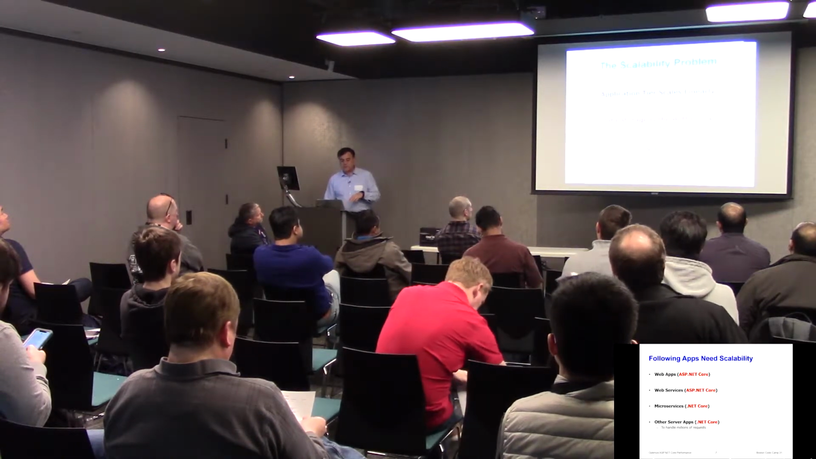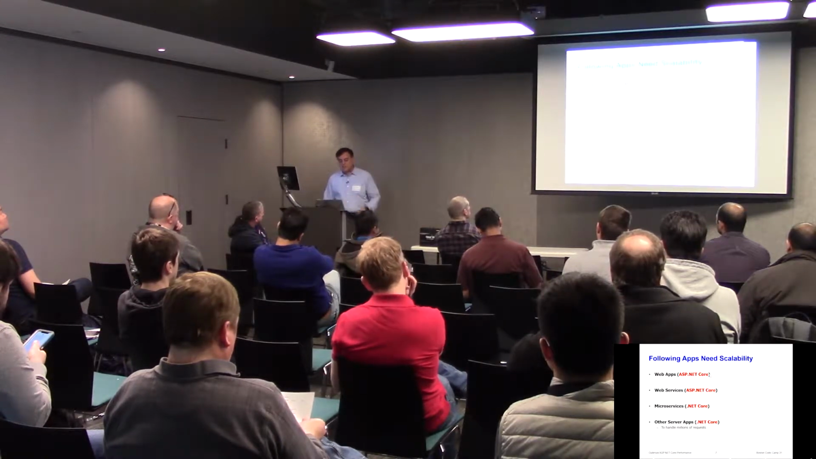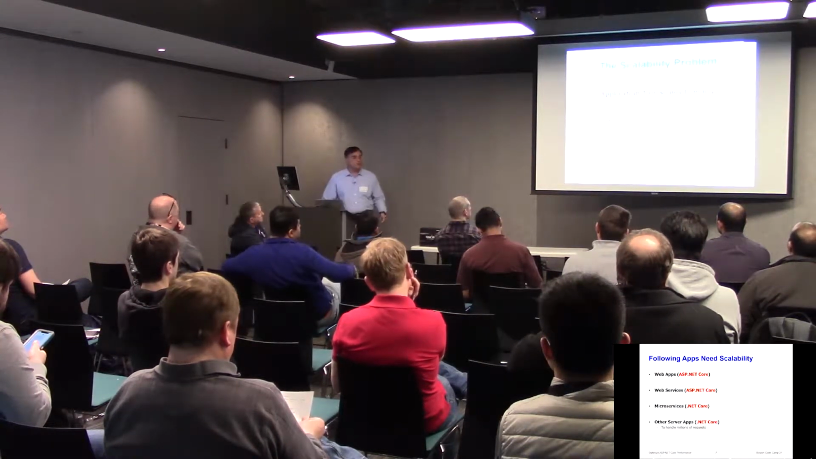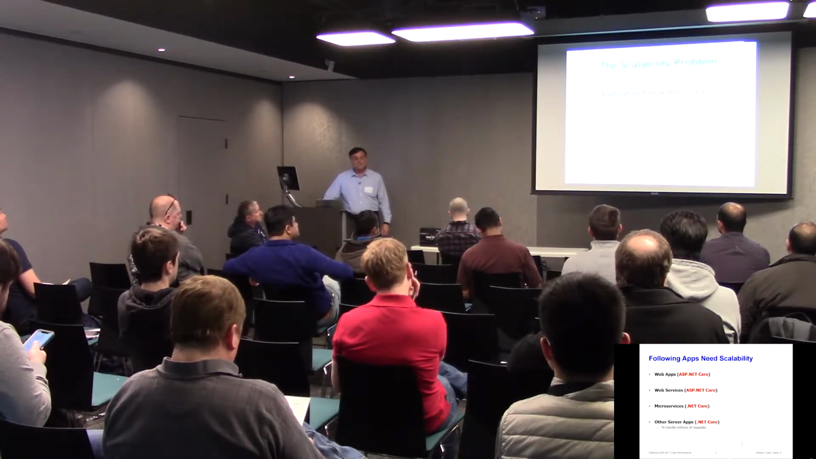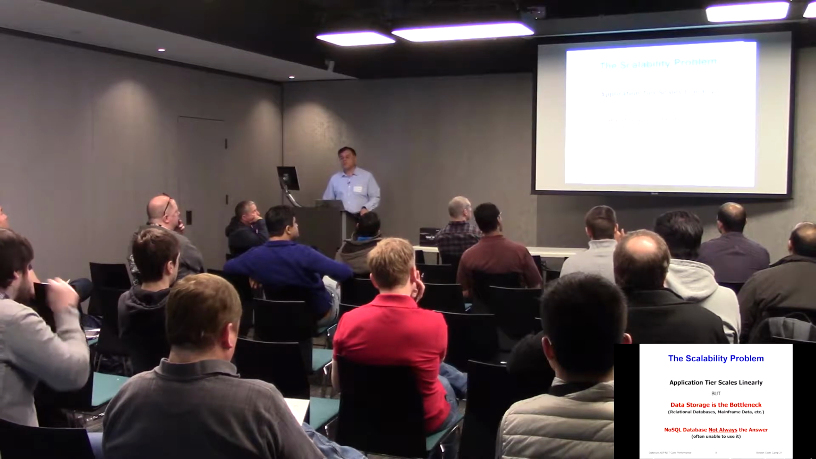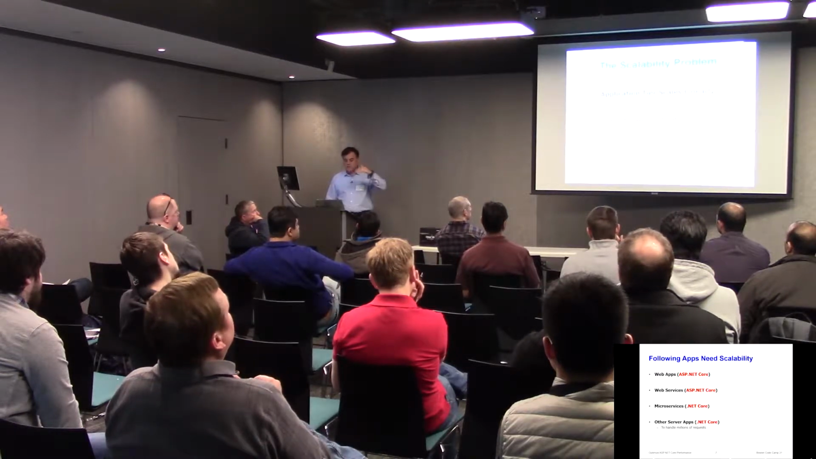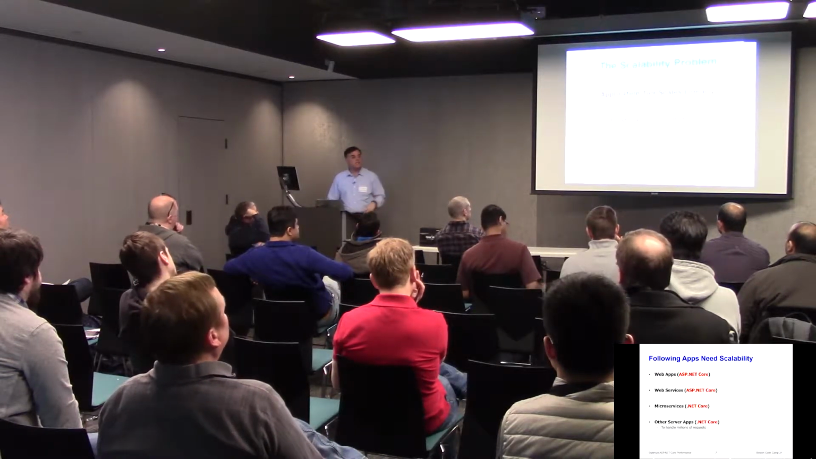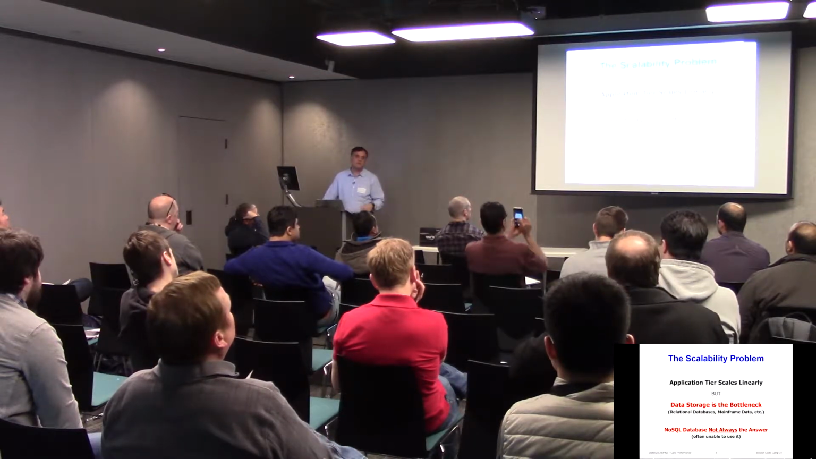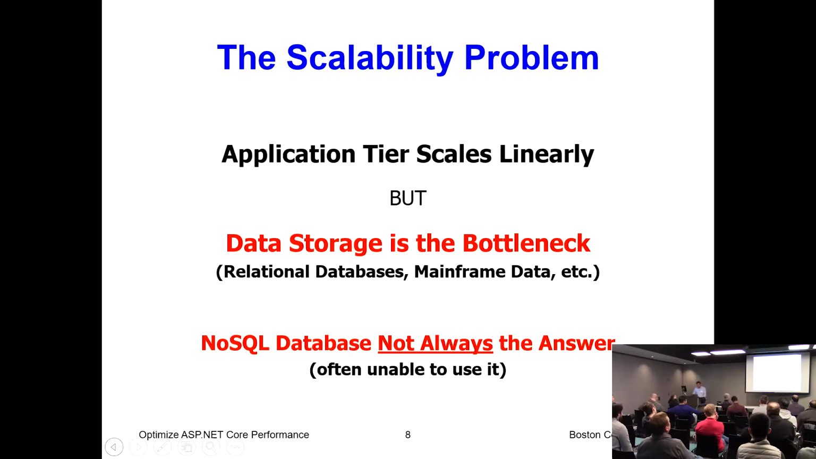Another aspect, now that we've established that these applications need scalability, is there a scalability problem? Yes, there is. And it's not in the application tier. The ASP.NET Core application, you can very easily add more servers as the transaction load grows. And usually you have a load balancer in front of the application tier that directs the traffic evenly to all the servers. And as you have more and more users, you just add more boxes. No problem there. The problem, of course, is the data storage or the databases. These are your relational databases, your mainframe.